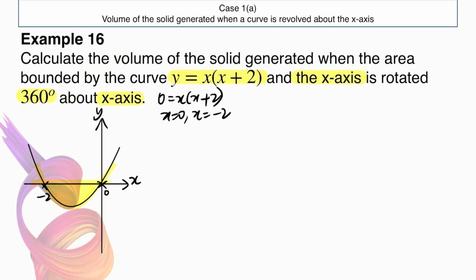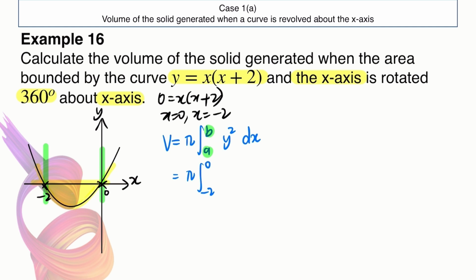Alright, now let's write the formula first. V equals pi integral from a to b, and since our rotation is about the x-axis, we use dx, and our subject will be y squared. Now let's find the values of a and b. A and B are the starting line and the ending line of your area. So it starts here, at negative 2, and it stops here, at 0. So we have pi integral from negative 2 to 0.